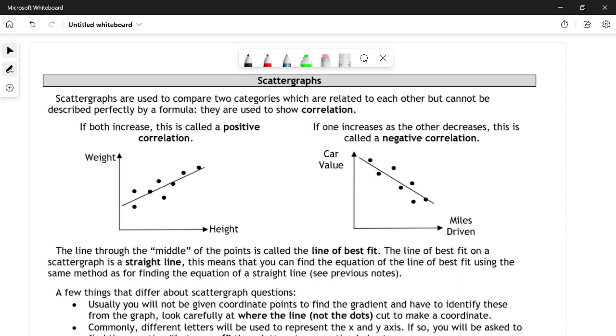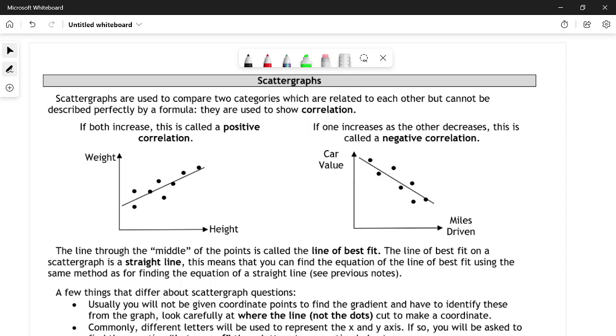Hello, this is another National 5 Maths video, and in this video we are technically on the topic of statistics, but we're talking about scattergraphs, which really is a straight lines topic as well. So it kind of is a merger of statistics and also the straight line equation process.